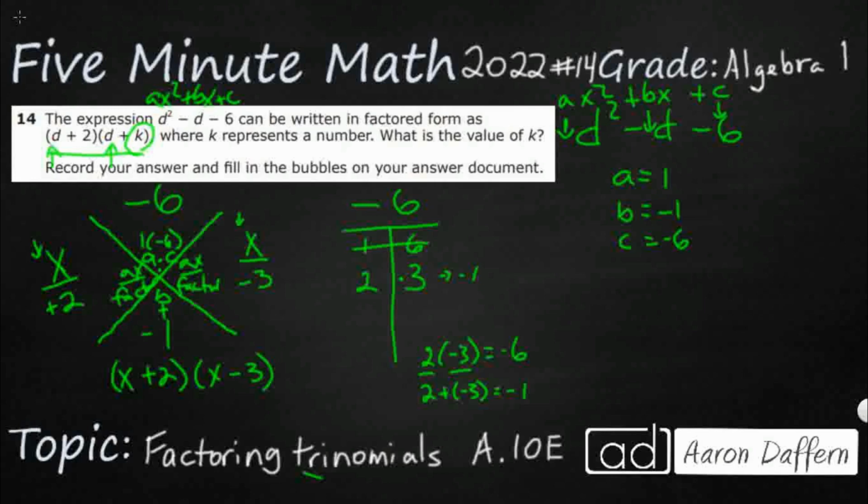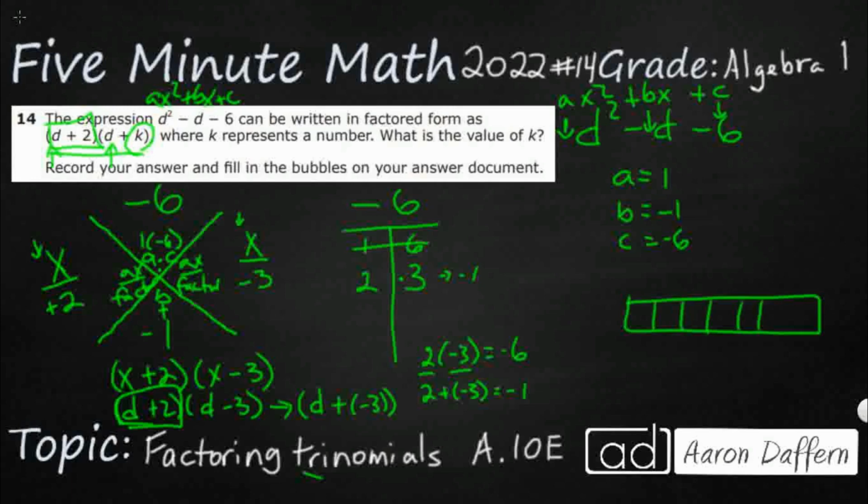Now, let's replace these with d, so we can get back to what this problem looks like, d minus 3, because look, I've already got a d plus 2, so that's there. So they want d plus, and I've got a d minus 3. So I can rewrite this as d plus negative 3. That's what it's going to need to be. So when I'm bubbling this in, I'm going to need to put a 3 and then make sure that I grab that negative over here to the side, and that is my answer, negative 3.